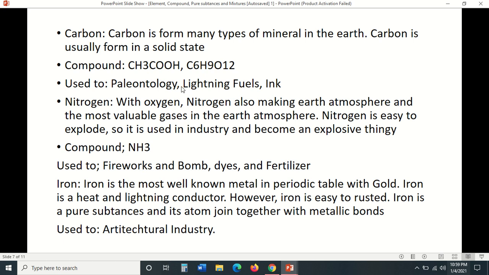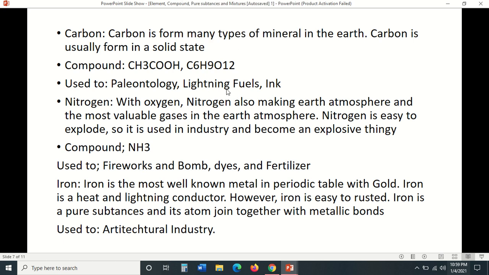And then carbon is also used as a lighting fuel. As we know, coal is the mineral resource that we still use until now, and it can make a large amount of lighting that we use in everyday life.